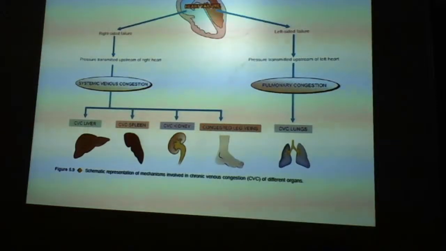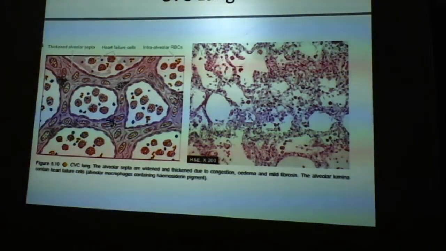Now, if you see the pathogenesis of how CVC of the liver, spleen, kidney and other organs happens, this is seen in right sided heart failure. In conditions of right sided heart failure, again the pressure is transmitted upstream of the right heart, causing systemic venous congestion. In turn, systemic venous congestion gives rise to chronic venous congestion of the liver, spleen, kidney, and also you can see the leg veins which are congested. Now we'll see each one of them.